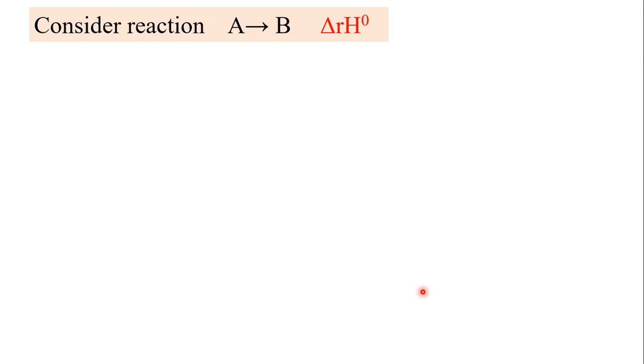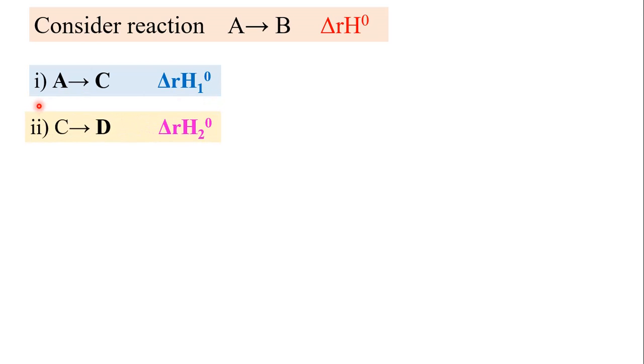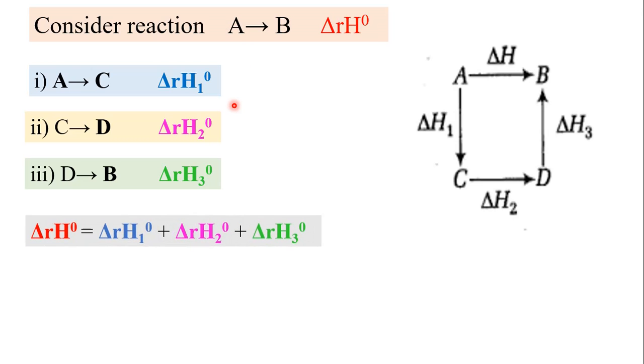Let me see here one example, general example. A is converted into B and during this the enthalpy change is ΔH°R. Now if the same change is carried out in stepwise manner, that is in first step A is converted into C, then enthalpy changes ΔH°1. Then C is converted into D in second step, then enthalpy changes ΔH°2. And in third step, D is converted into B, then enthalpy changes ΔH°3. So the same change is carried out in three steps.